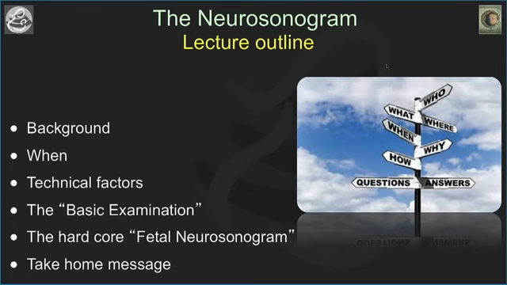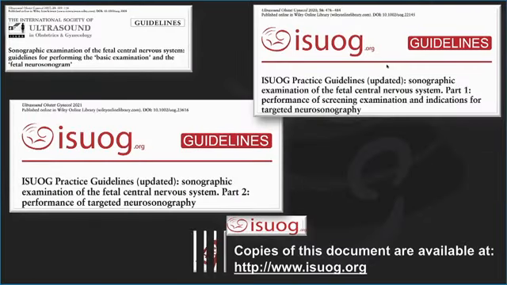We must realize that we no longer use the old guidelines, which were from 2007, the top left ones, and we have a new paper that came in from the USG4 group in 2020, and these are in two parts, part 1 and part 2, and they tell you how to do a neurosonogram. Copies of this, as usual, are free on the USG4 website.